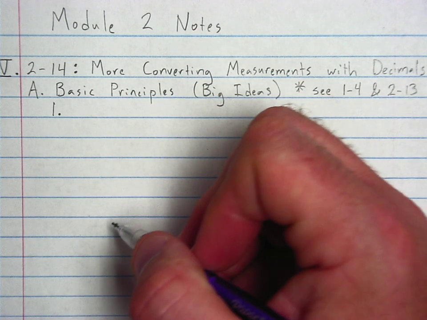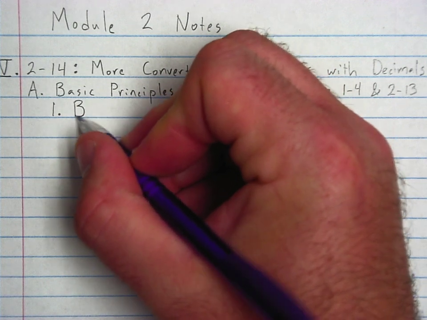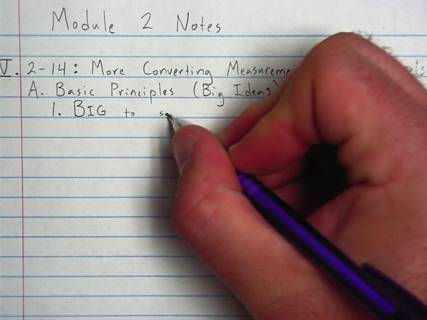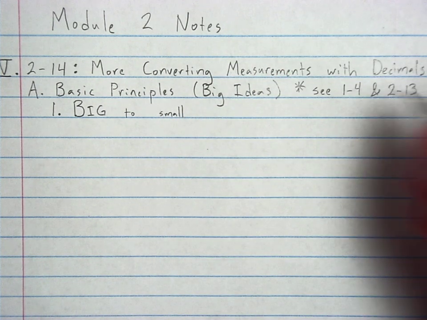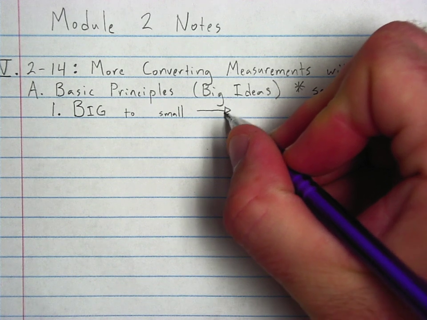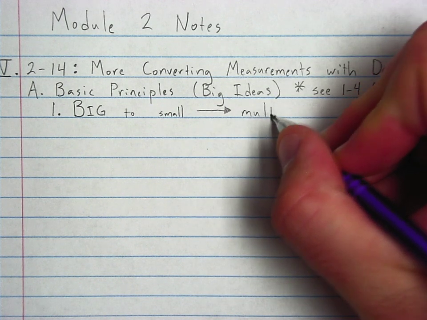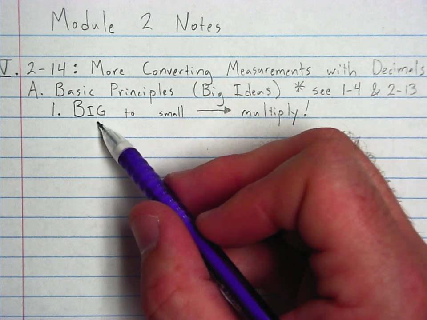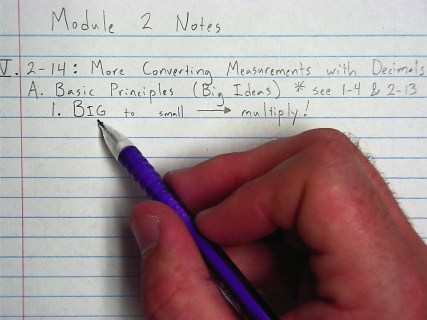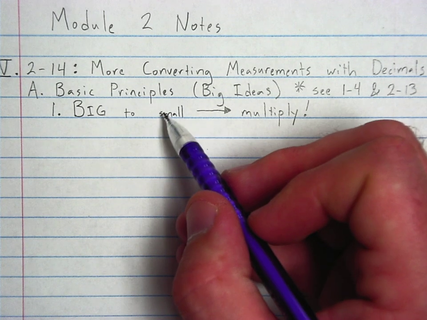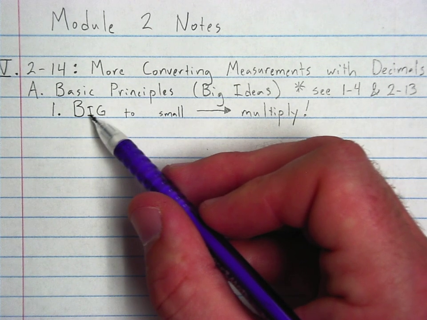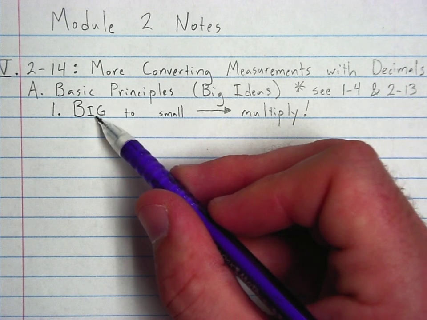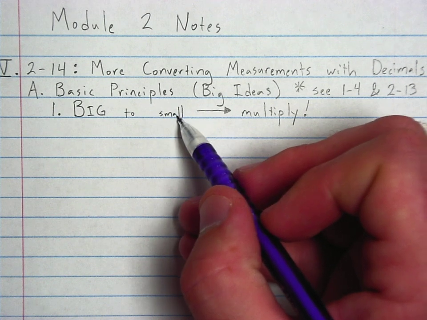Now, I've said it once today, we said it in the last lesson. If you're going from a larger unit, big, to something small, then you are going to multiply. A larger unit, like a foot, is made up of many smaller units, like inches. So every 1 foot you have is equal to 12 inches. 2 feet would be 2 groups of 12, so 24.